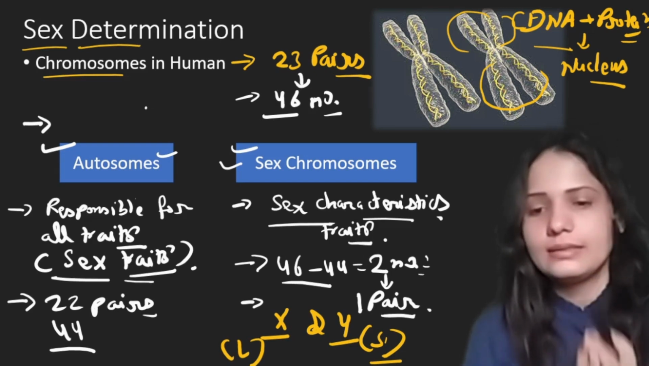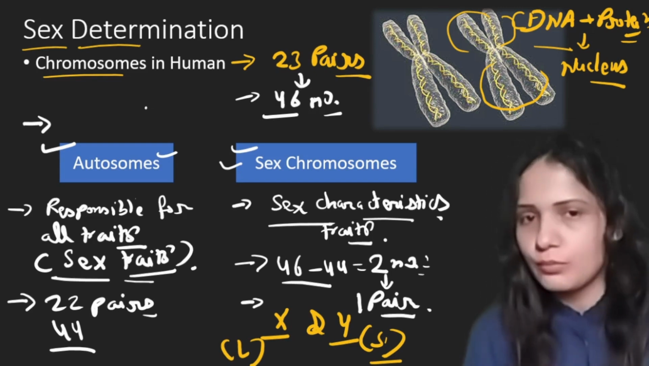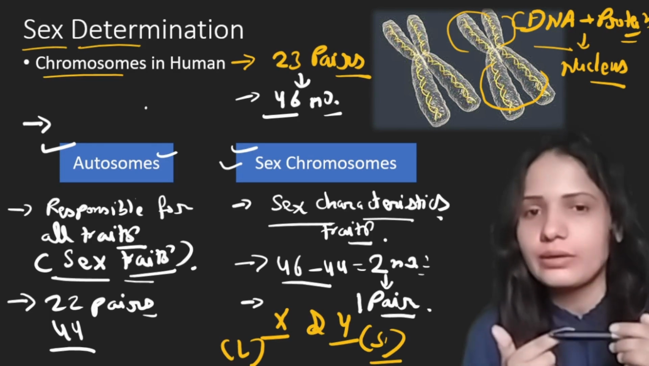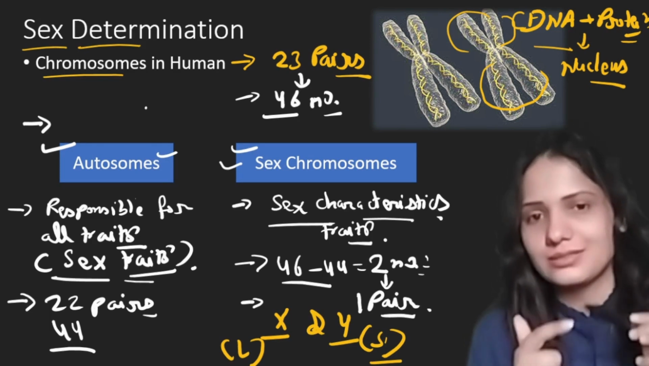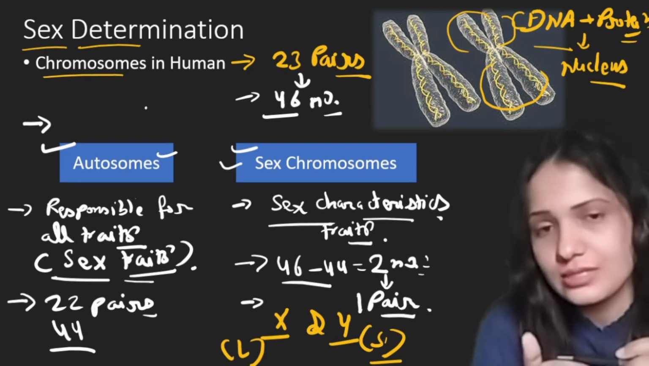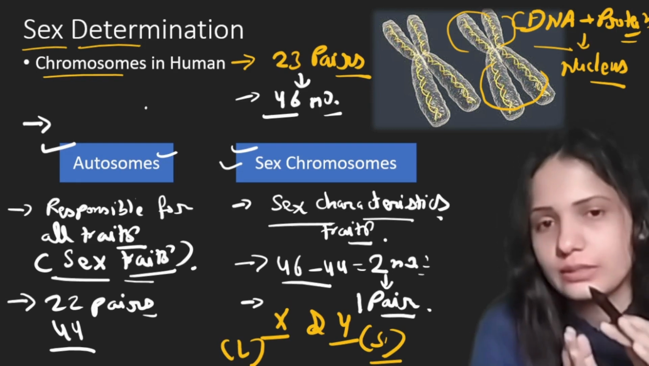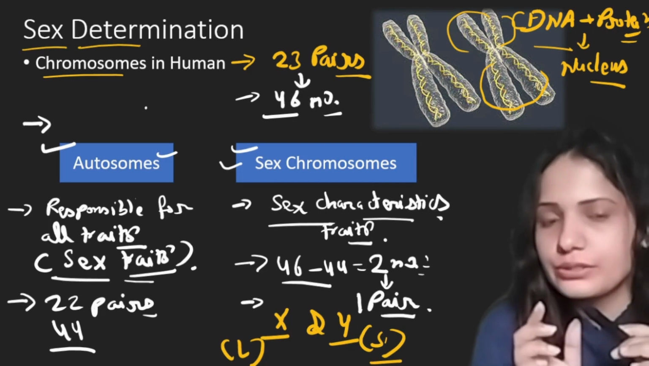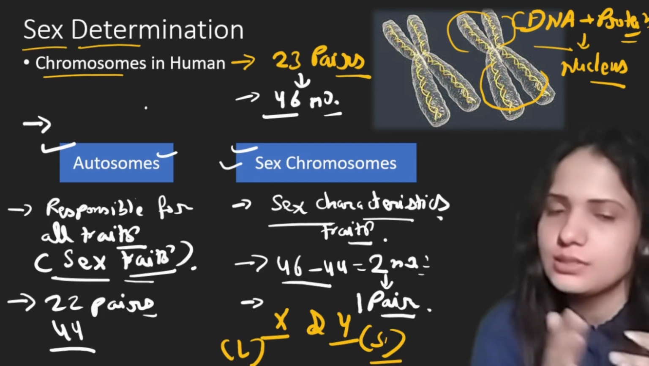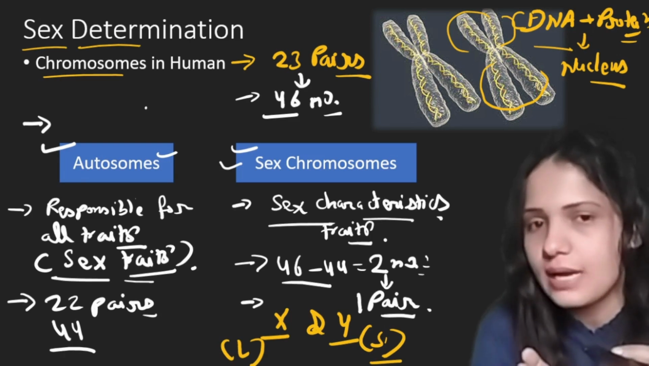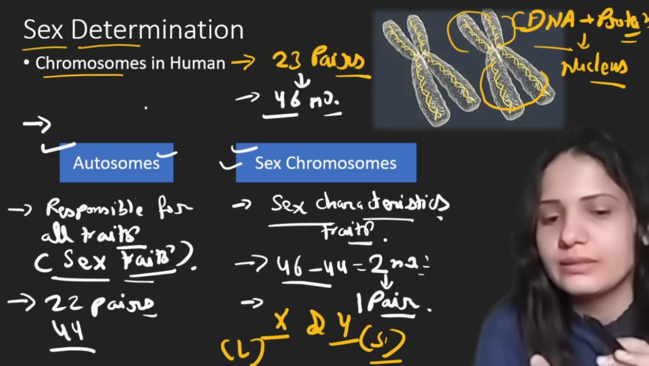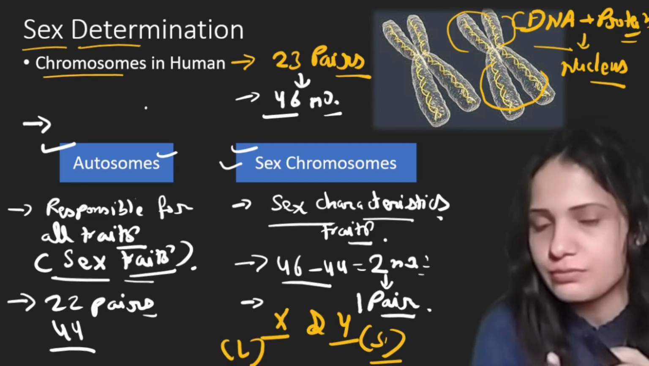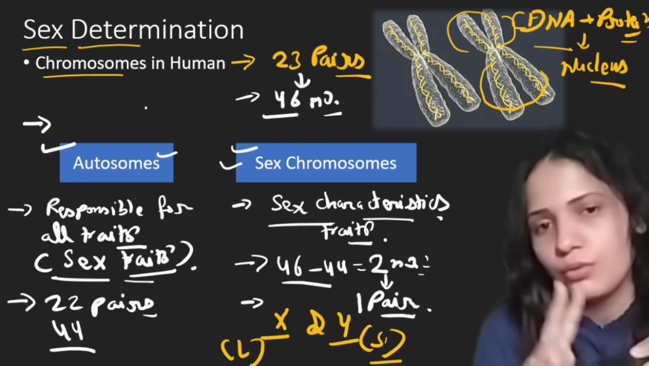Till now we have covered what a chromosome is. Chromosome is DNA folded with the help of protein. It's a thread-like structure which is present in the nucleus. Next we have seen the total number of chromosomes. In total we have 46 chromosomes, and in 46 we have autosomes and sex chromosomes. Autosomes are 22 pairs, meaning 44 in number, and sex chromosomes are one pair, meaning 2 in number. And we have two types of sex chromosomes, X chromosome and Y chromosome.